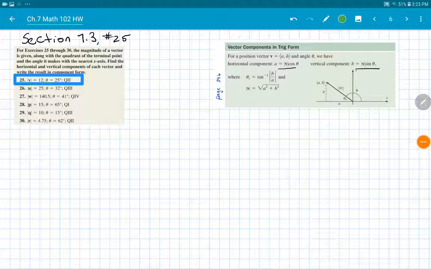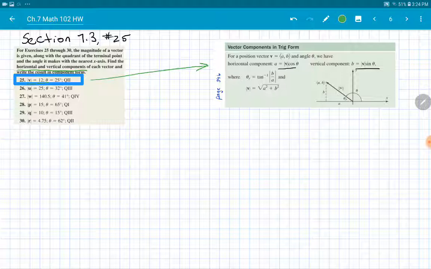In this section of 7.3, we're given a vector's magnitude and the angle from the x-axis along with what quadrant it's in, and we're asked to find the horizontal and vertical components for each vector and write that in component form. So that we can use the formulas that were given to us on page 346. We also derived those formulas from making a right triangle with the x-axis.